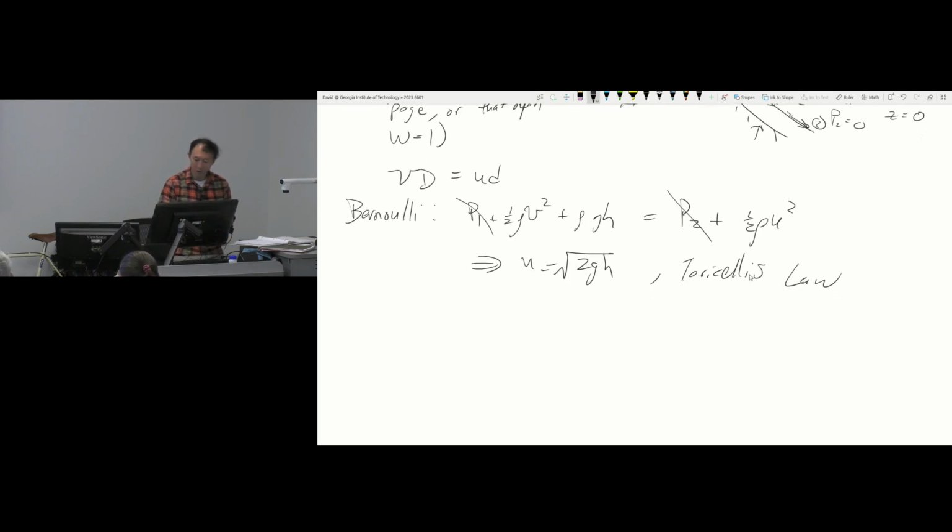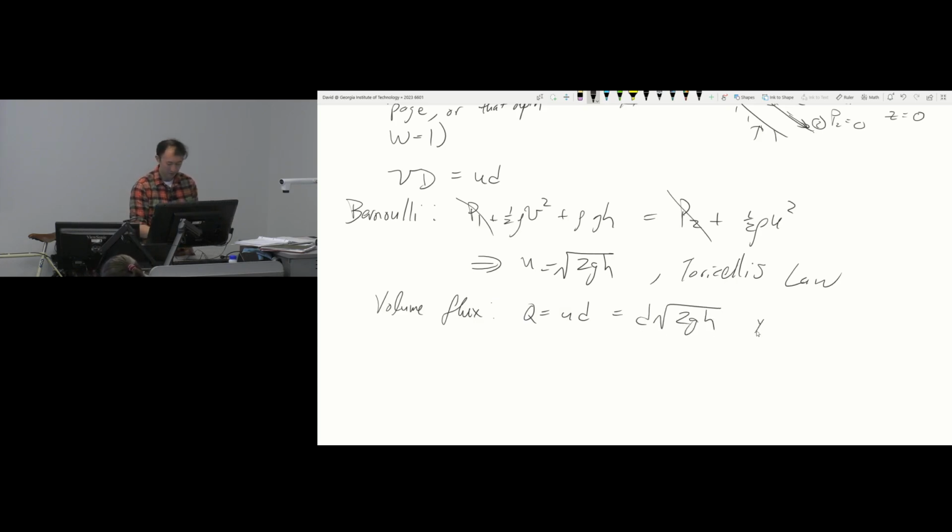So this is called Torricelli's law because I think they kind of knew these ideas before Navier-Stokes certainly. And the volume flux you can write as Q is equal to U times d, which is equal to d times the square root of 2gh. Okay, and this yields Q in terms of flow geometry.